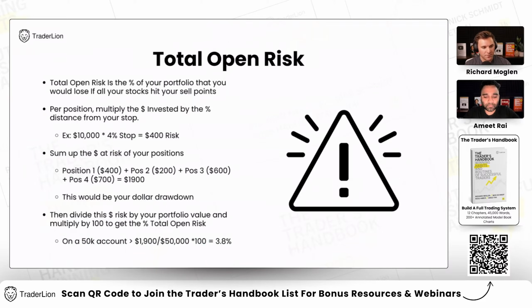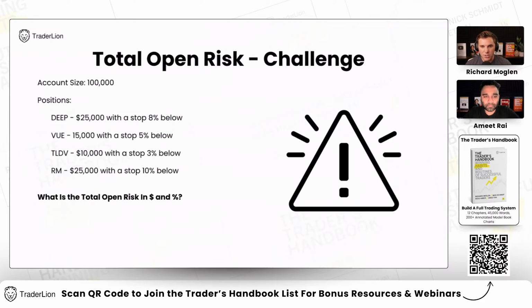So to kind of put this in perspective, we'll put you guys to work right away. Let's say you have an account size of $100,000. These are your positions. You've got DEEP, VIEW, TLDV, and RM. These are the position sizes right here, 25K, 15K, 10K, and 25K again. These are their stops.